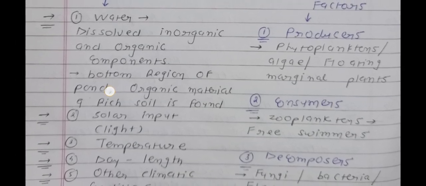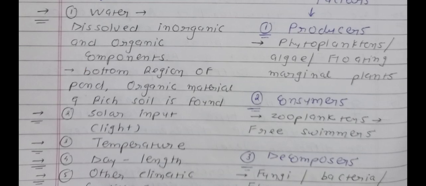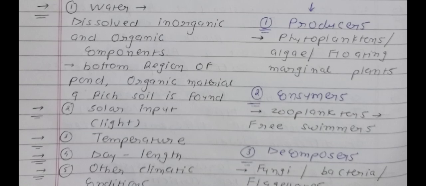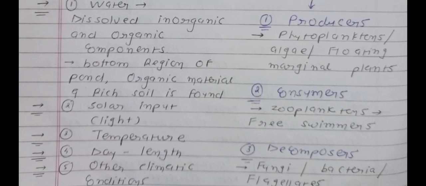And you will remember that consumers are also divided into 3 categories. First one is primary consumer, second one is secondary consumer, and third one is tertiary consumer. But in this question you will remember only examples of producers, consumers, as well as decomposers. So now let's talk about the examples of producers. See, first one is phytoplankton, second one is algae, third one is floating and marginal plants. You can say these all organisms are able to do the process of photosynthesis. So these all are autotrophic according to mode of nutrition.